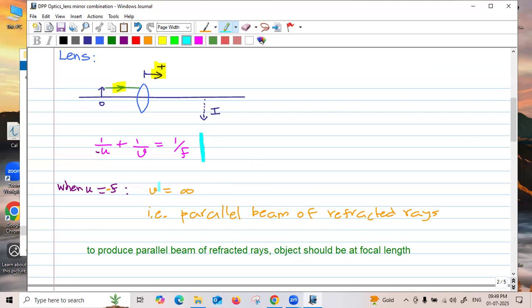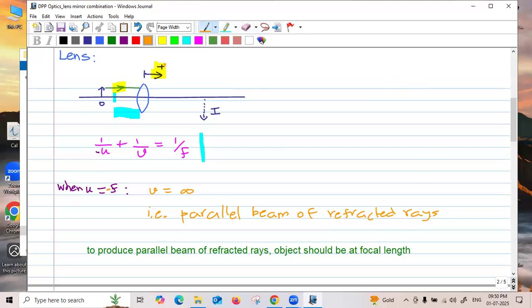In one special case, if I keep the object at the focal length, so this is the focal length f, and if you keep the object here, then u is minus f because focal length is positive and u should be negative. If you put u equal to minus f here, this term and this term are the same. So that means this term should be 0. That means v is infinite. V infinite means the light rays will go like this. So it's a parallel beam of refracted rays.